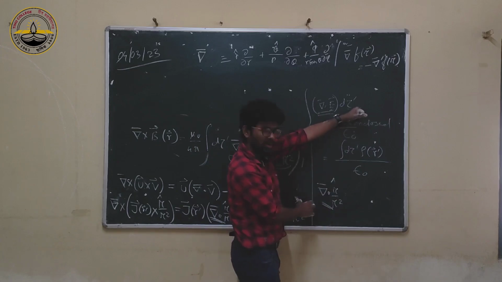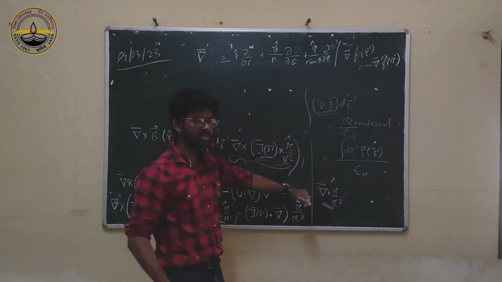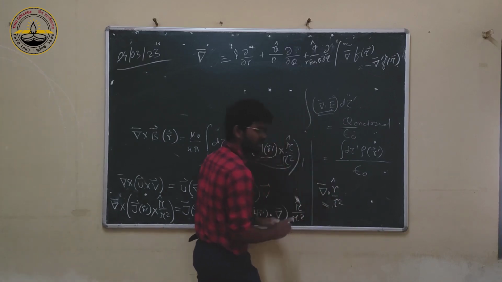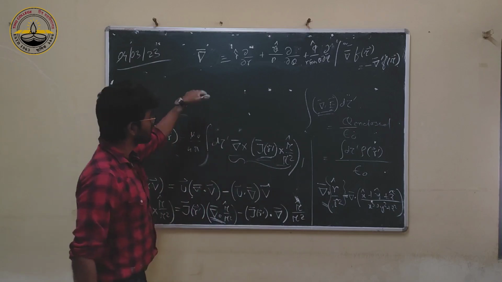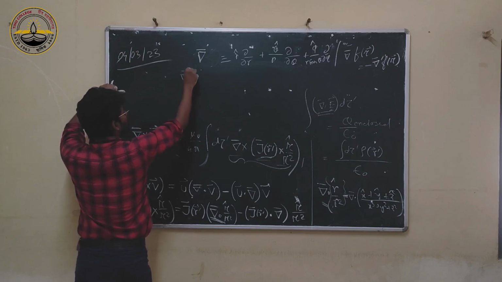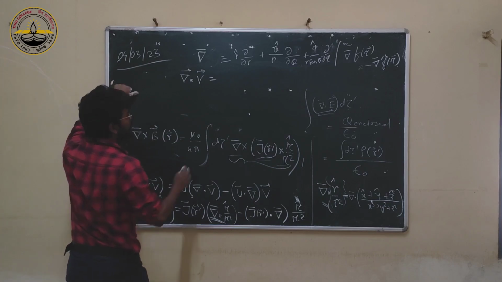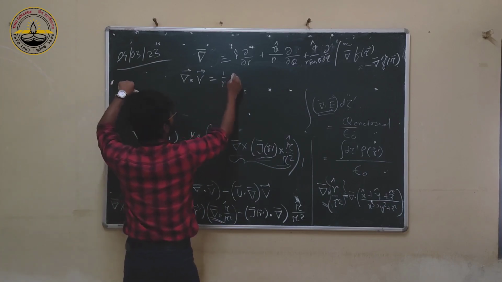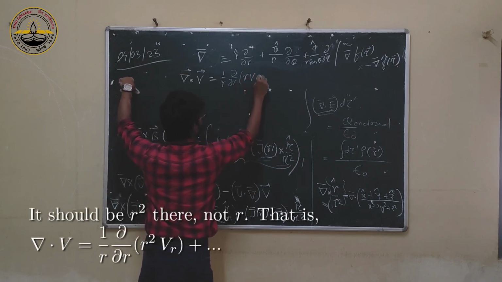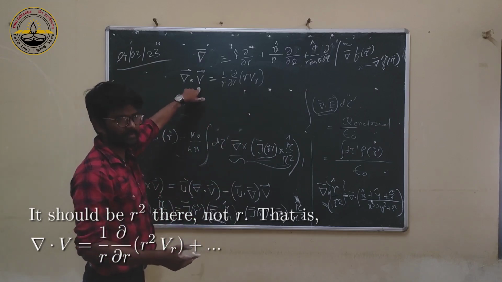Eventually, some Q1 by 4 pi epsilon naught. You can calculate that using the divergence. If you use spherical polar coordinates, then let me write down the divergence formula for spherical polar coordinates. It is 1 over r del r of r squared vr, where vr is the radial component of the vector v.